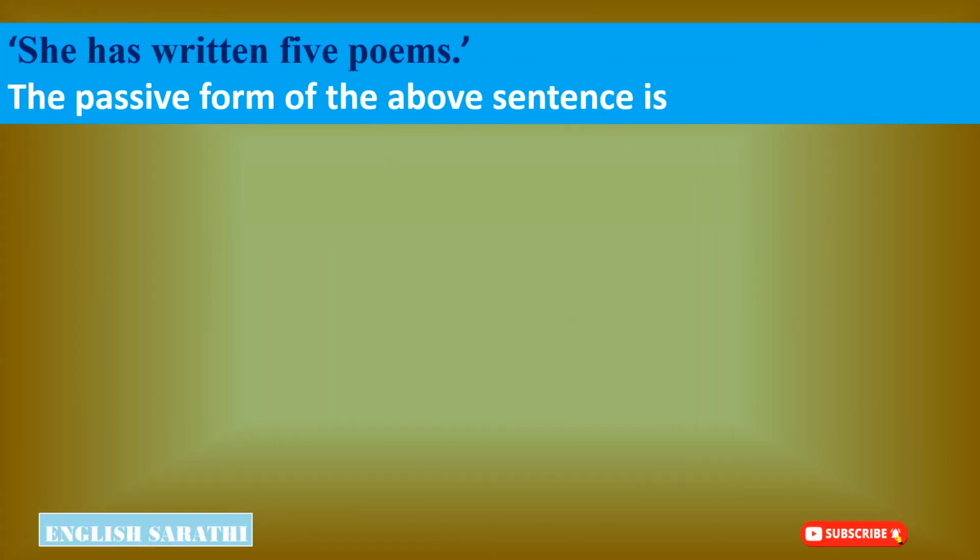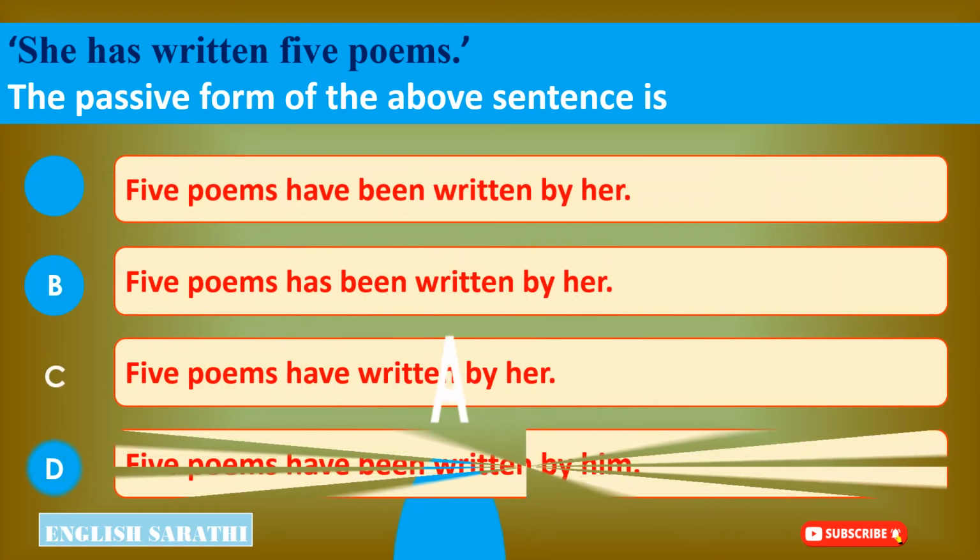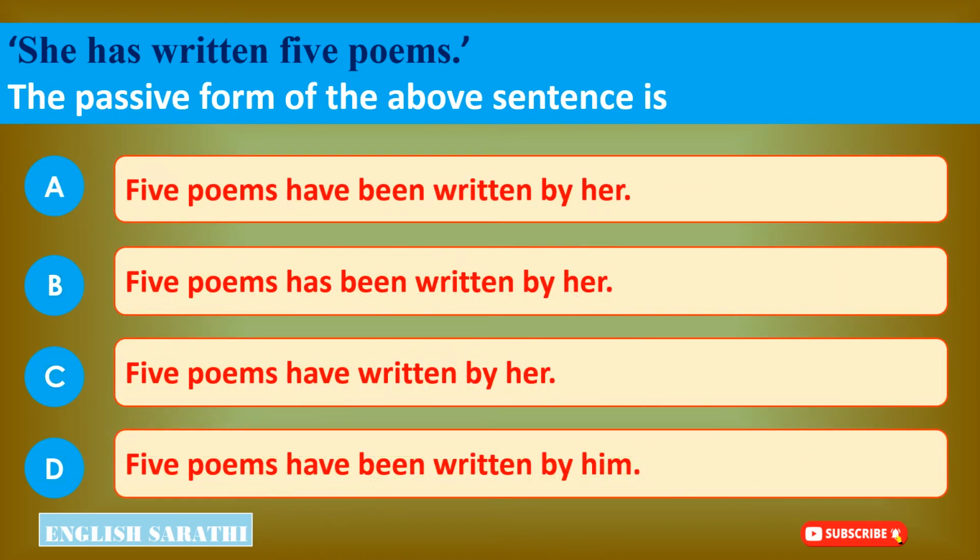She has written 5 poems. The passive form of the above sentence is. Look at the following options. Option A. 5 poems have been written by her. Option B. 5 poems has been written by her.